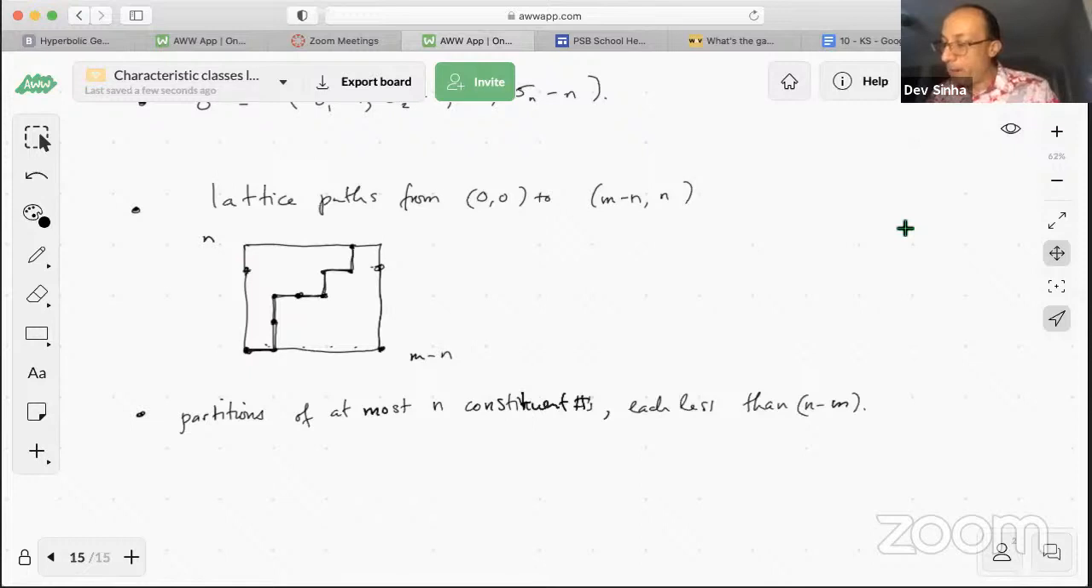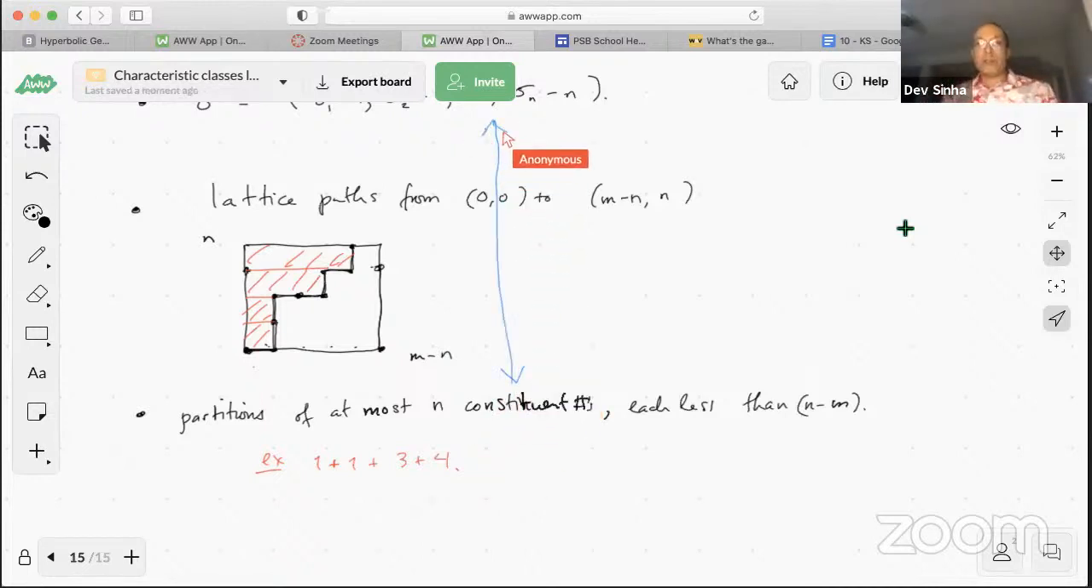So how does that go? In this example, because I like to have the dimension going up with this, the partition that we're going to look at here is going to happen on the left. So in this example, I get the partition 1 plus 1 plus 3 plus 4. And this is basically the same as this list up here.